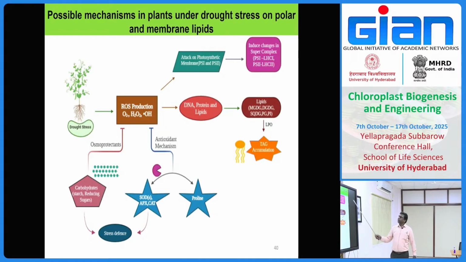If you look at this, the possible mechanism in plants under drought stress involves polar and membrane lipids. You all know that we have 4 major membrane lipids: MGDG, DGDG, SQDG, and PG. When plants are affected by drought, there will be production of ROS, as we discussed. They can affect the DNA, proteins, and lipids, and the lipids like MGDG, DGDG, SQDG, PG, and in some plants PI, will change. So the lipids convert into different forms.